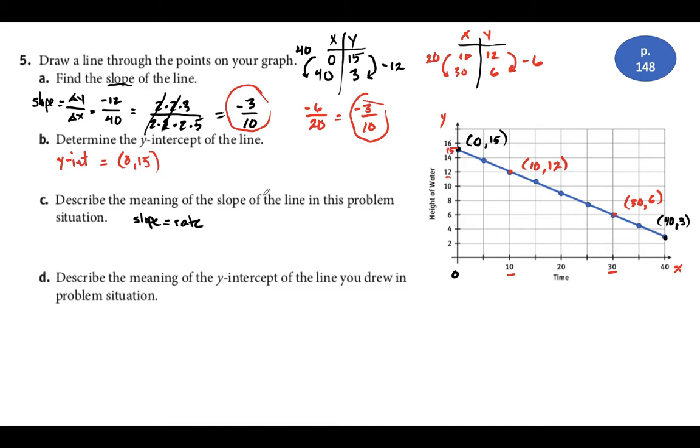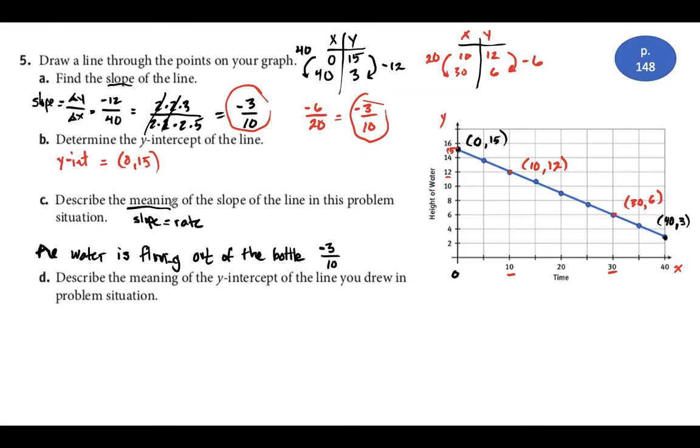So if I ask you for the meaning of the slope, I would like you to tell me that the water is flowing out of the bottle at a rate of -3 tenths. And then you got to have units.